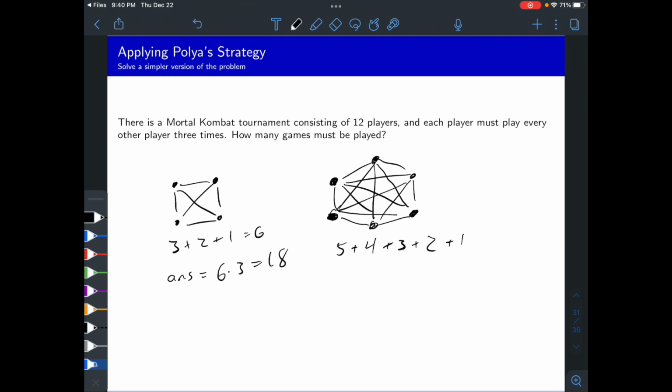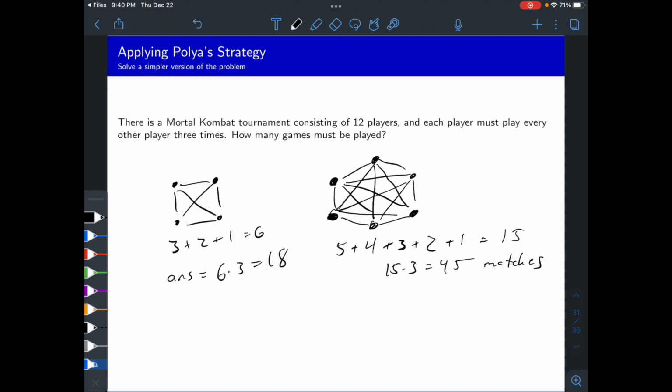5 plus 4 plus 3 plus 2 plus 1. So we're starting to kind of see a pattern here. So what's this equal to? 10, 15. So then 15 times 3 is equal to 45 total matches. Okay, so maybe at this point you can kind of notice a pattern.